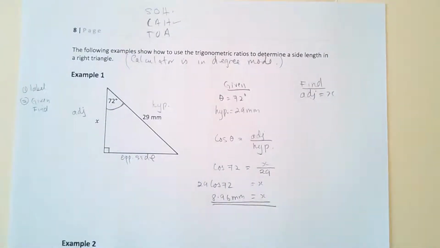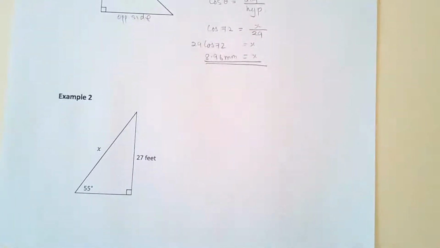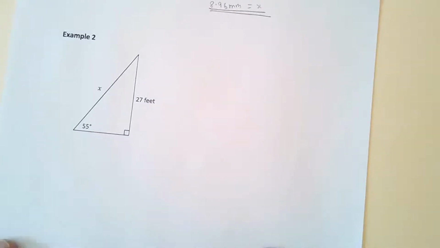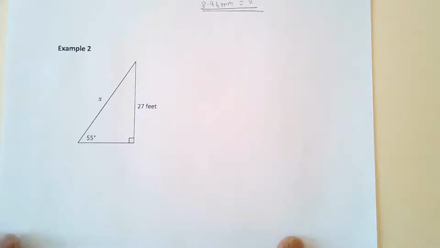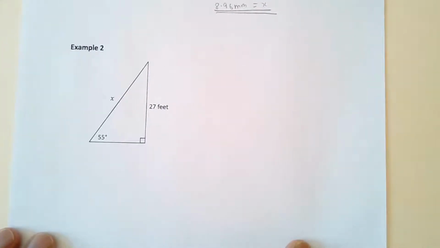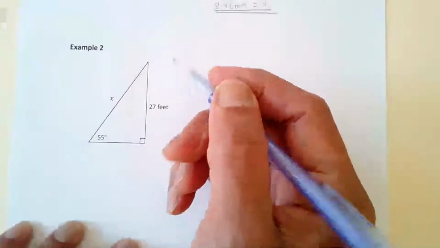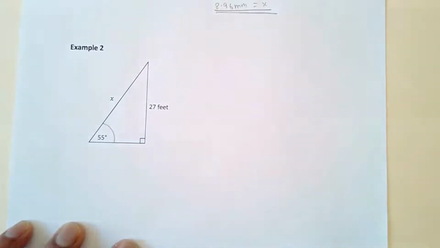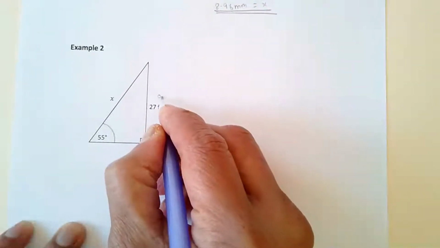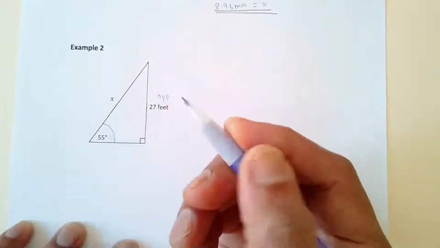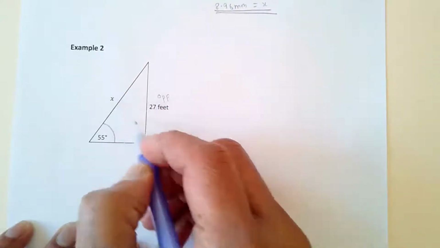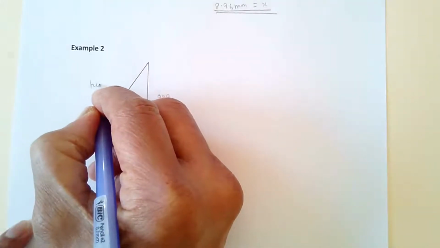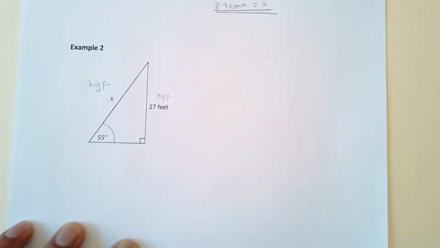Let's look at the next question, example, I should say. Example 2. So step 1, we label both sides. This is my reference angle. So this will be the opposite side because it's the side opposite my reference angle. X is the hypotenuse because it is opposite the 90 degrees. So I'll write HYP here. So that's my hypotenuse.